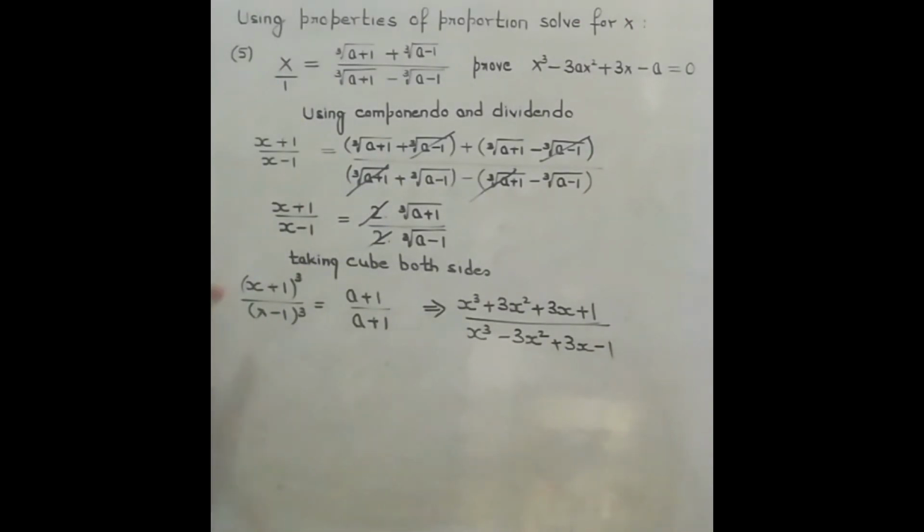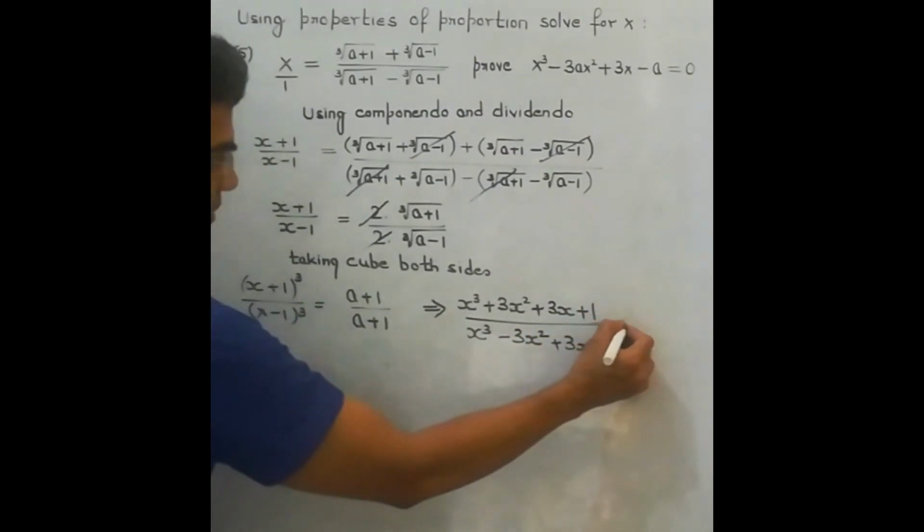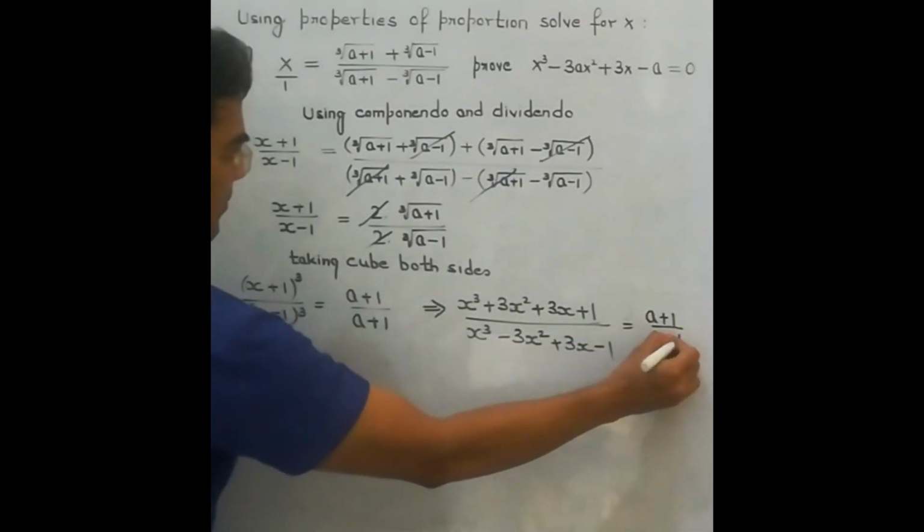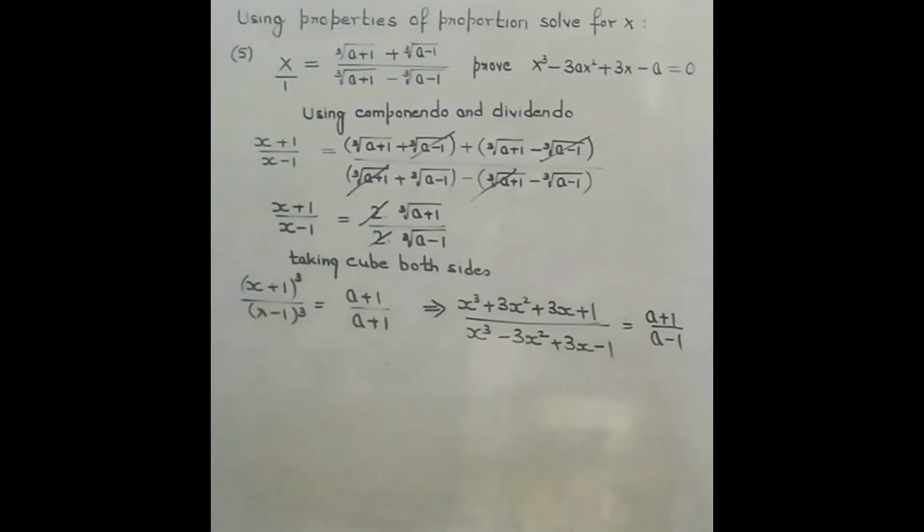So here in the numerator part I have applied the formula (a plus b) whole cube, and in the denominator part I have opened the bracket with the formula (a minus b) whole cube. Right side is (a plus 1) upon (a minus 1). Hope this much is clear to you.